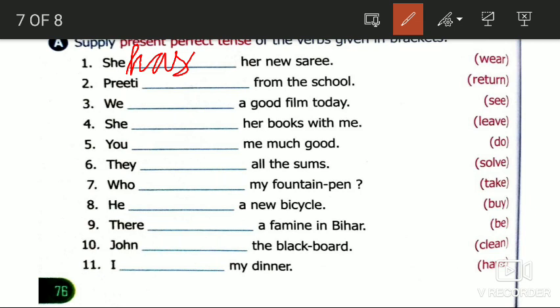Pretty dash from the school return. Remember, the verb has to be the verb 3, third form of verb. Pretty is singular. Pretty has returned from the school.